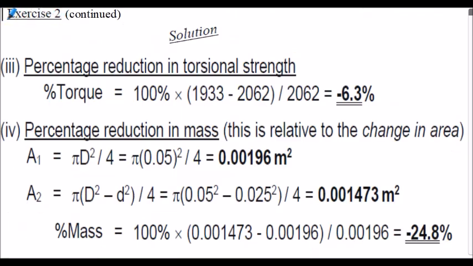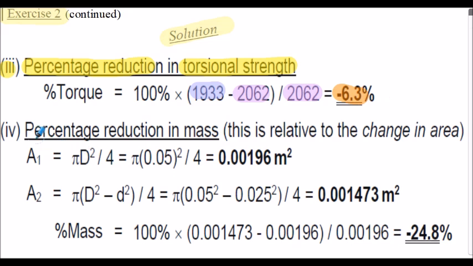So exercise 2, the solution continued. Next, consider the percentage reduction in torsional strength. So that will be the torsional strength of the hollow section minus the torsional strength of the solid section, all divided by the torsional strength of the solid section shaft. That evaluates to a reduction in torsional strength of the hollow section compared to the solid section of 6.3%.